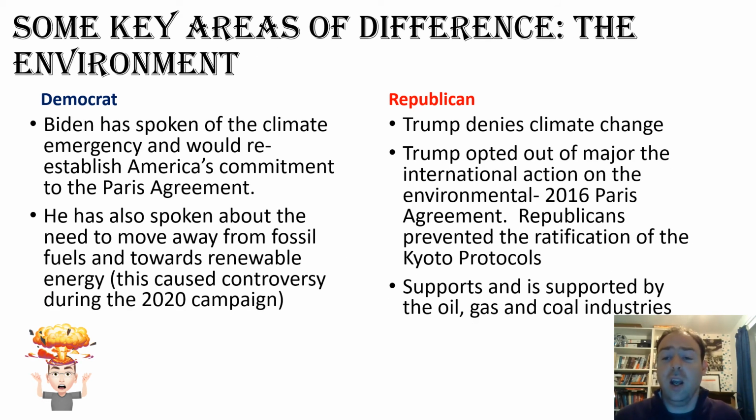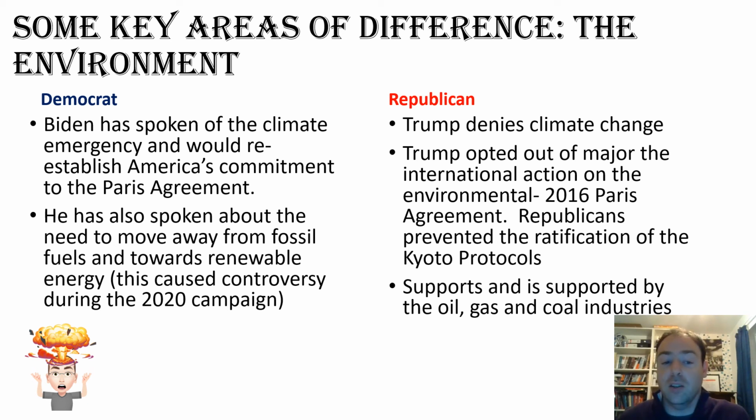Another key area of difference going into the election is the economy. I mean, Biden has spoken of the climate emergency and the need to re-establish America's commitment to the Paris Agreement, which Trump has backed out of. He's spoken about the need to move away from fossil fuels and towards renewable energy. Particularly his comments on the oil industry caused some real controversy during the 2020 campaign, and some people were saying it's going to cost him votes.